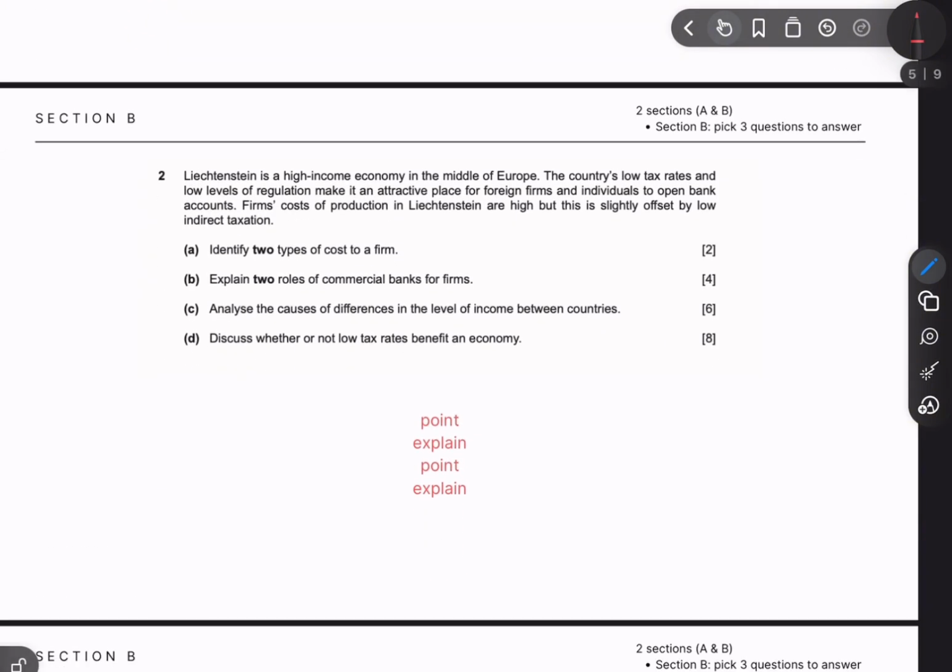Okay, next will be the 4 markers, and these are usually just explain questions. Once again, very straightforward, just write what the question wants as the point, and then explain it, then repeat this again, and you should be getting all the 4 marks.